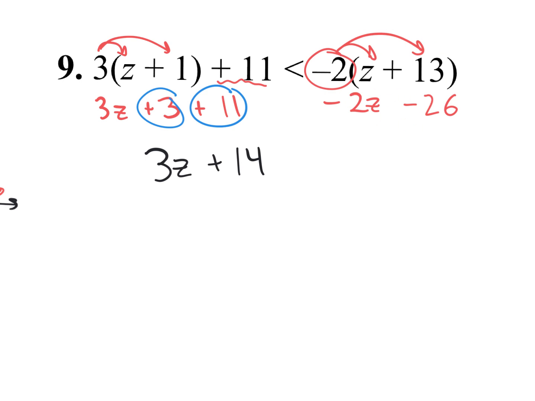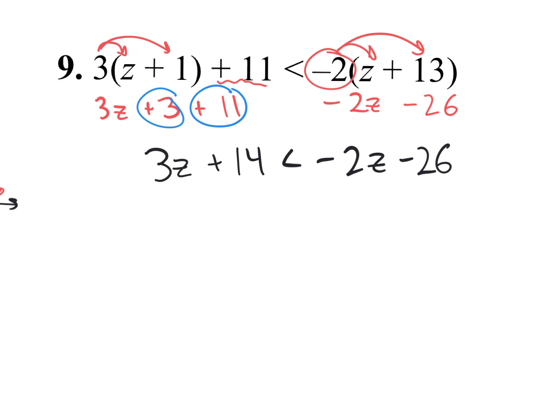So I'm going to bring this down and rewrite it. Negative 2z minus 26. And of course, the inequality must come down and it stays the same. What's the difference between the original one and this new one is that this one's simplified. This one looked big and ugly. This one's a little bit smaller, a little bit nicer. Simplified.